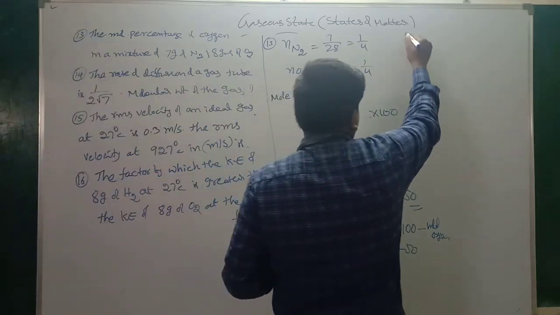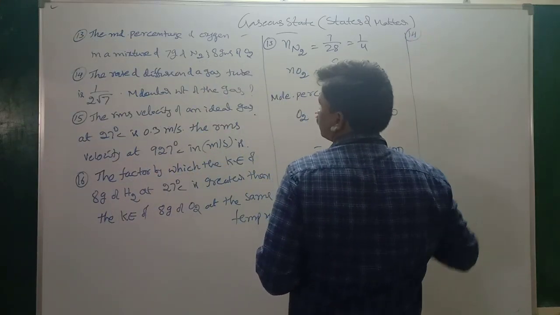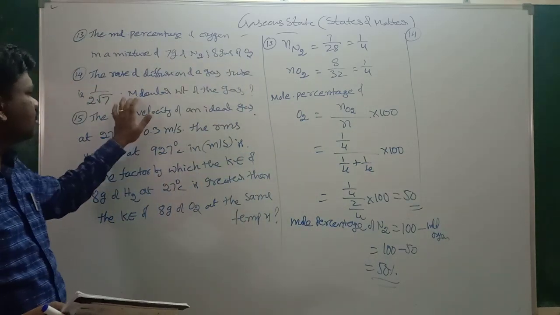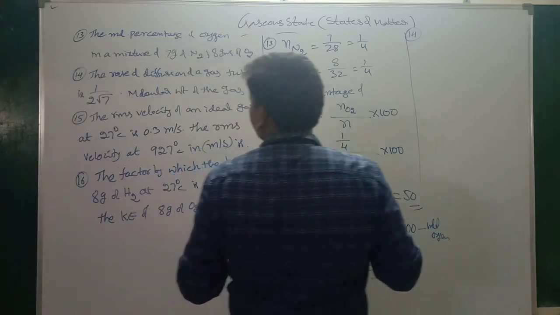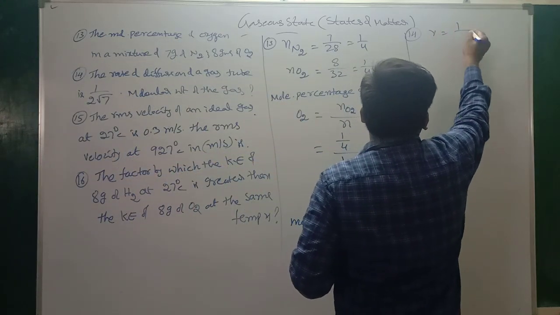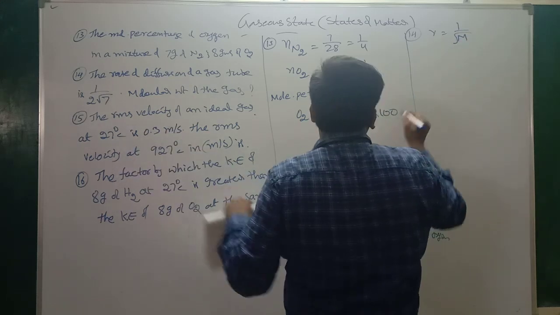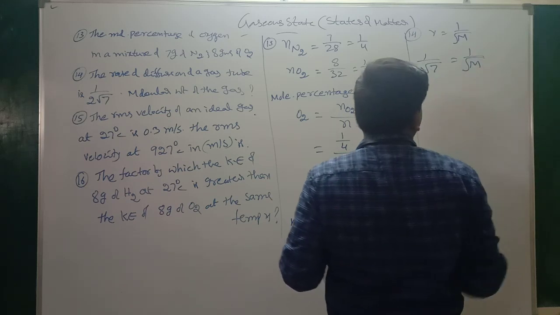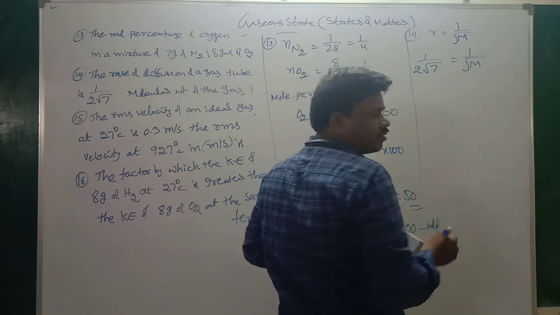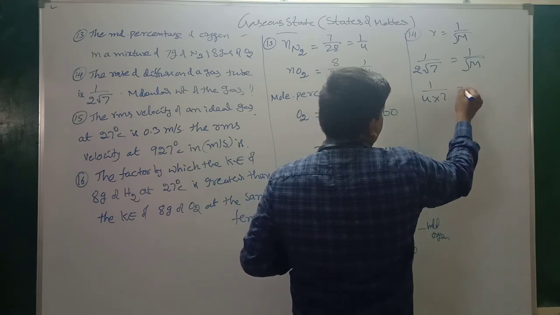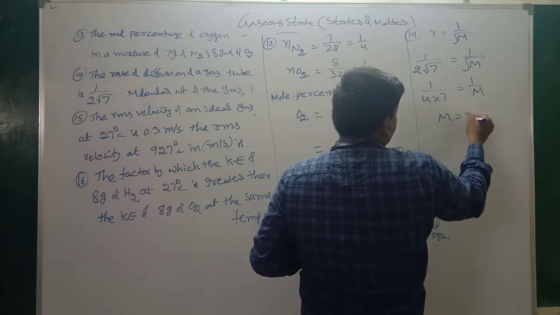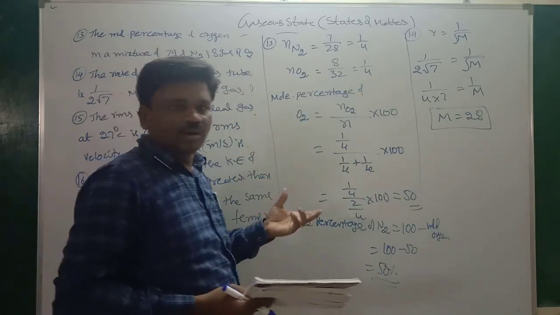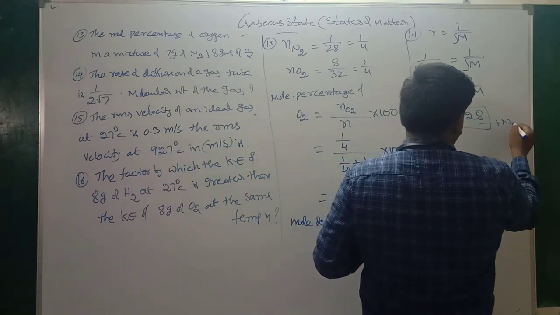Another one, problem number 14. The rate of diffusion of a gas is 1 by 2 root 7. Find the molecular weight of the gas. Generally, rate of diffusion R is equal to 1 by root M. So 1 by 2 root 7 is equal to 1 by root M. Squaring on both sides, 1 by 4 into 7 equals 1 by M, then M equals 28. The molecular weight of the gas is 28, that means the gas is nitrogen gas.